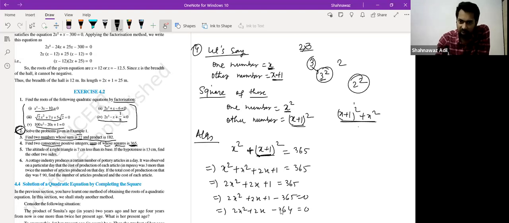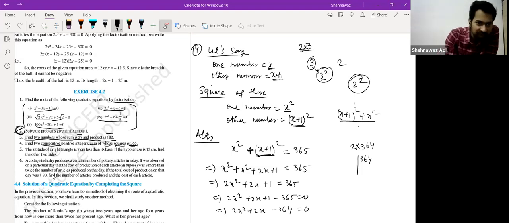So the factors would be 2 into 364, right? So you guys take this as your homework, 5 and 6, because this is the same question, cottage industry. Right, guys, so take this as your homework, 5 and 6.